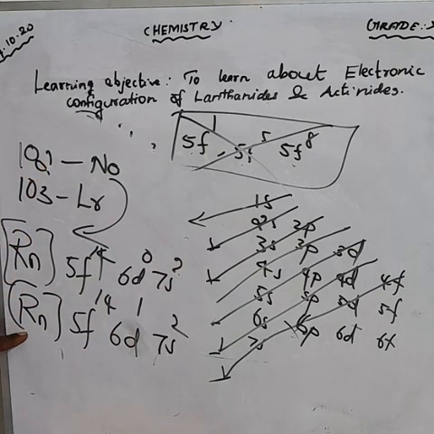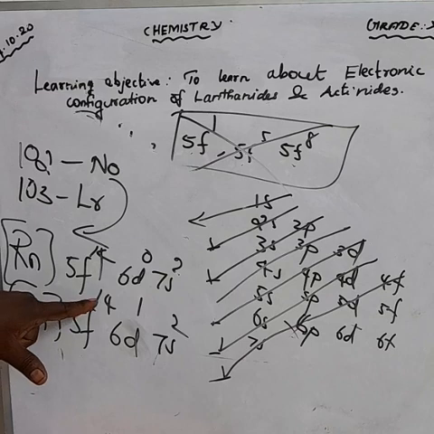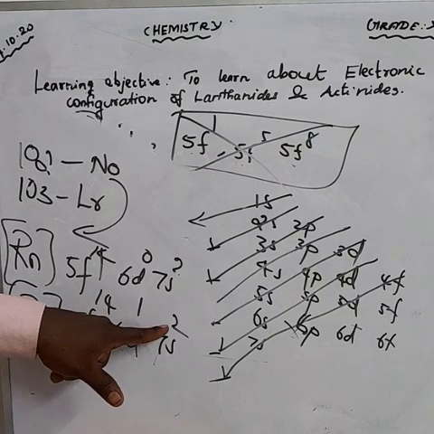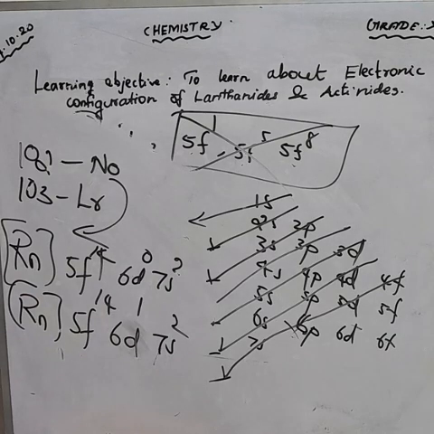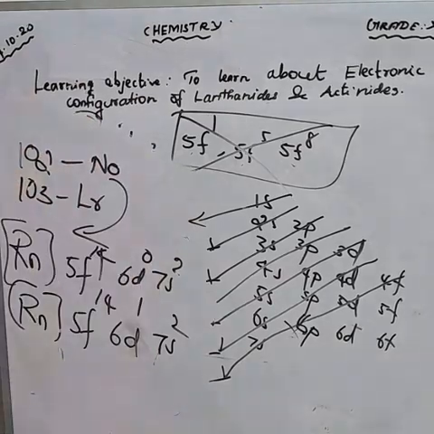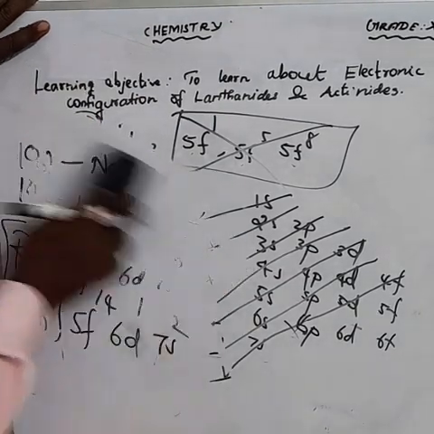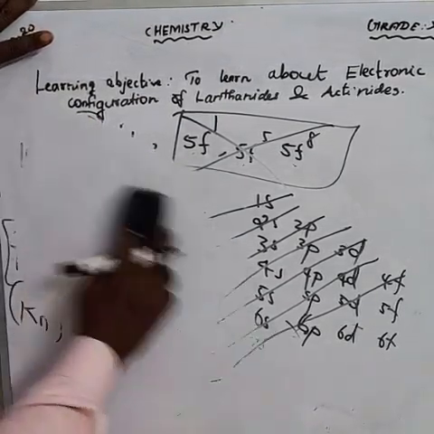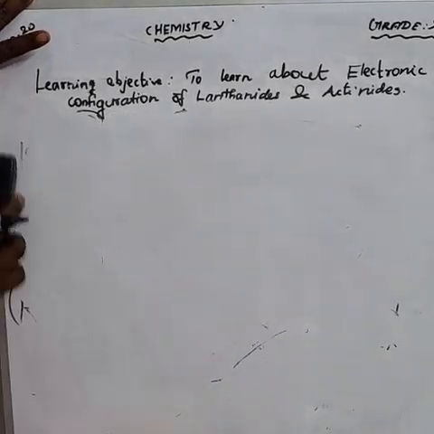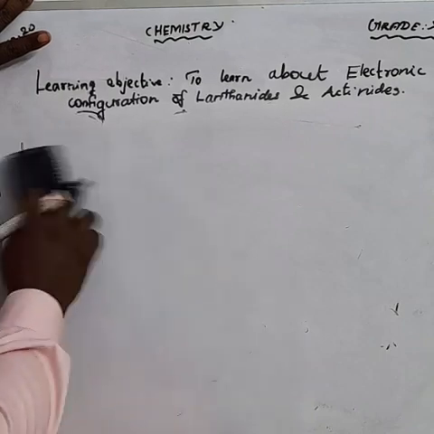Next, for 103, Lawrencium, how will you write? 86 plus 10, 96, plus 4, 100, plus 3, 103. This is the electronic configuration. Here is the one-word question: what is the most common oxidation state in actinoids? The most common oxidation state is +3.